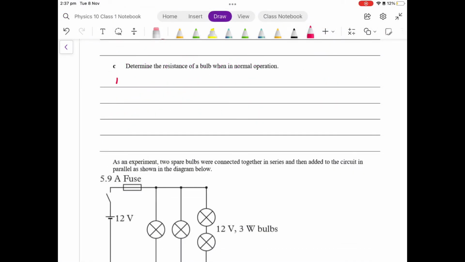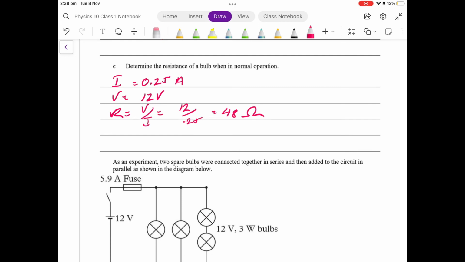Right, so in normal operation, the bulb's resistance can be calculated using the current and the voltage we have. I is 0.25 amps, voltage is 12 volts, the resistance must be V over I, 12 over 0.25, must be 48. So I'll just write that again. The resistance is V over I, Ohm's law, 12 over 0.25, which is 4 times 12, which is 48 ohms.